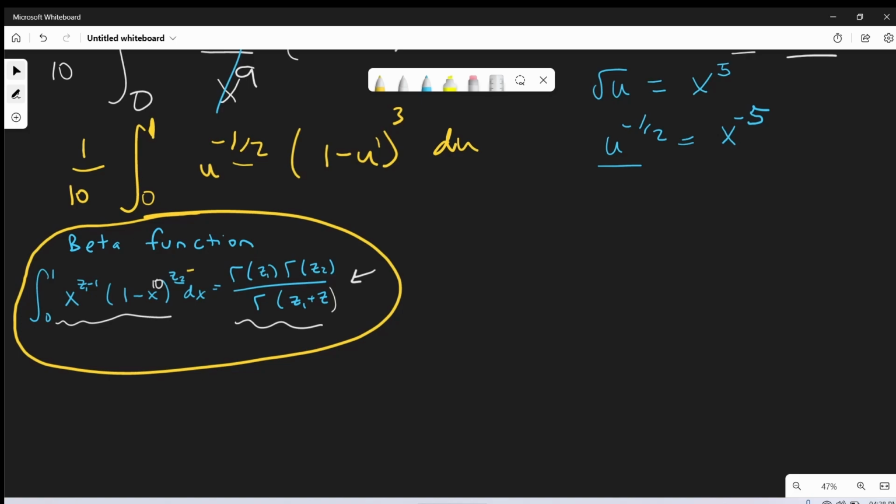Now, I do have a typo here. This is c2 minus 1. So when we get our solution, we need to add 1 to everything. So let's see how this is going to look. We'll just bring our solution down here. So we're going to have 1 over 10.